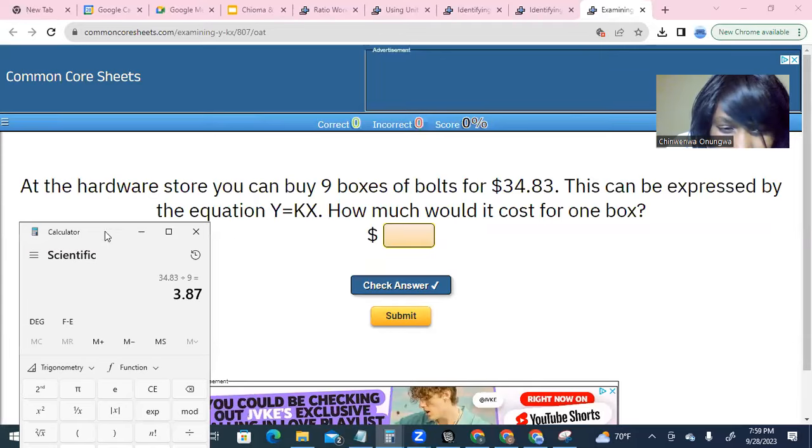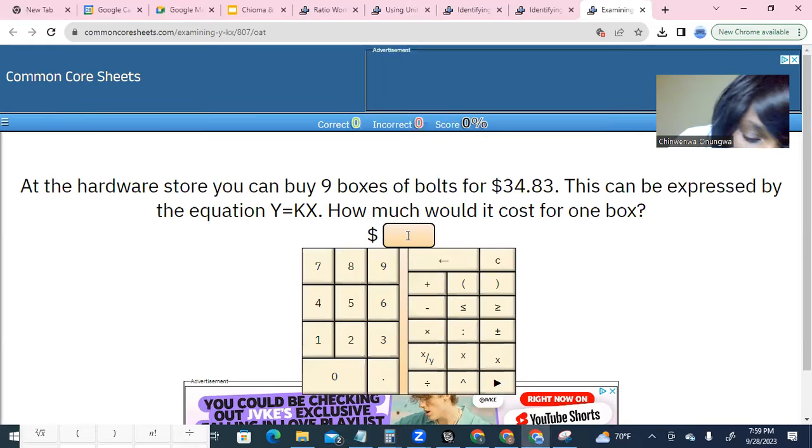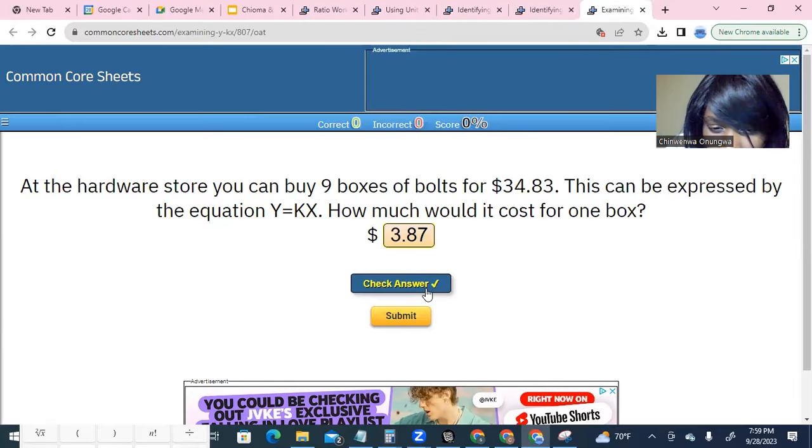So this can be expressed as y equals 3.87 times x, where x is my number of boxes and y is my cost. So my cost will equal $3.87 times how many boxes I have. How much would it cost for one box? So for one, I'll just say 3.87.